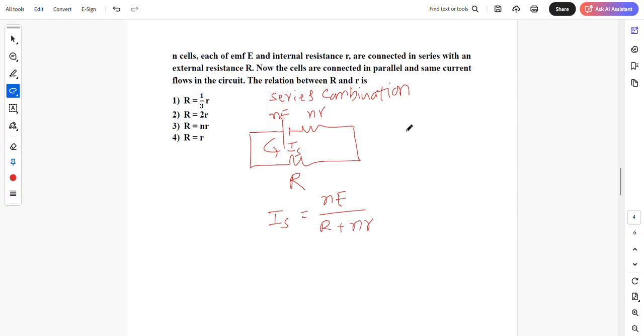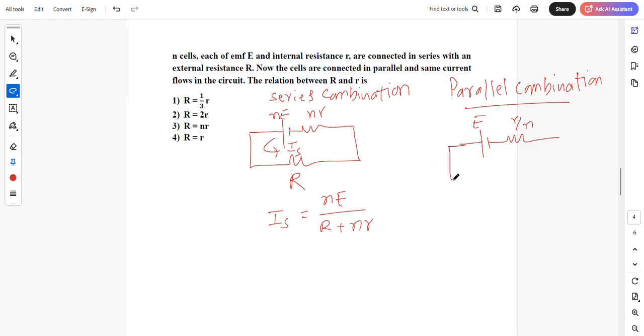Now, what happens in the parallel combination? What will be the parallel combination? In case of parallel combination, E will be E itself, right? If n resistors are connected in parallel, the resistance becomes R by n. This is E, right?